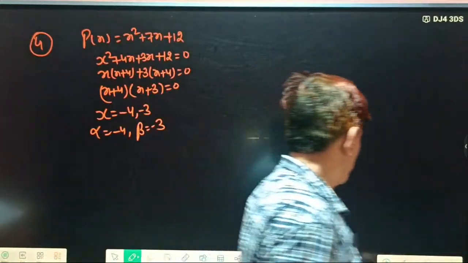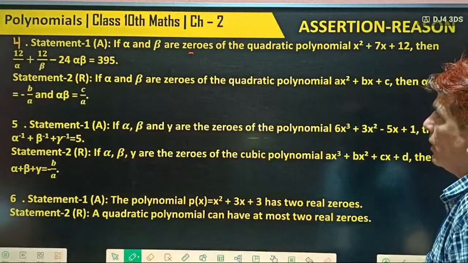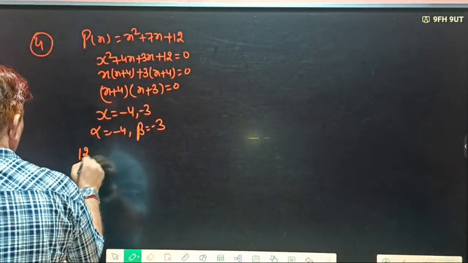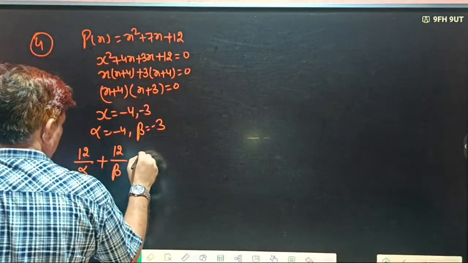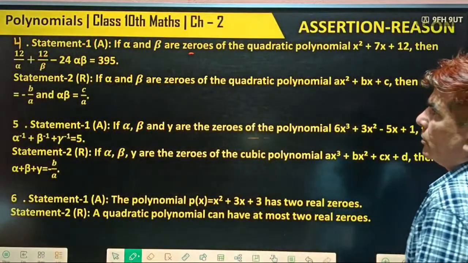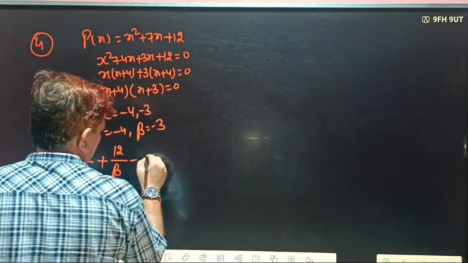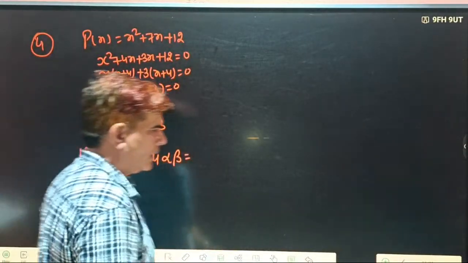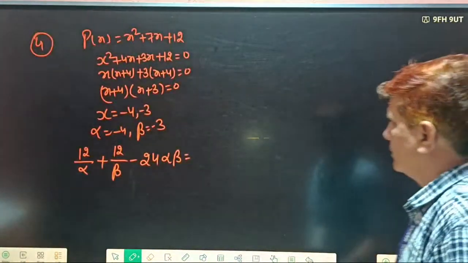So come to the point. This given is equal to 12 by alpha plus 12 by beta minus 24 alpha beta. 24 alpha beta is equal to how much? 395.